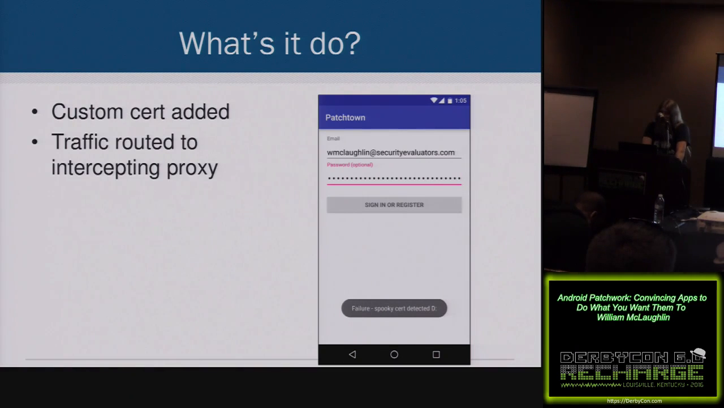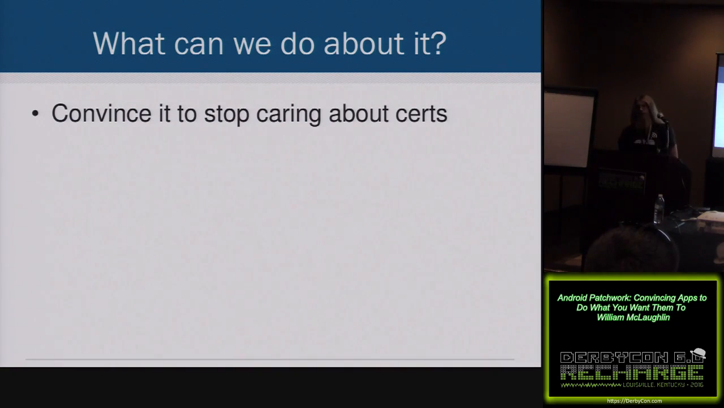Now, if you want to intercept this traffic before it hits the server, you would install a custom cert onto the device. In my case, it's typically a Burp Suite certificate. And then you would configure the device itself to route all traffic to the Burp proxy. So this is where the certificate pinning will detect a problem. Our application's traffic will be hitting this custom certificate before moving forward to the server. And our application knows that this server certificate should not be what it's receiving. So we're going to get an error. It's going to say "Failure, spooky cert detected," sad face. So what are we going to do about this? Well, we want to convince the app to stop caring about what certs it gets and just work.